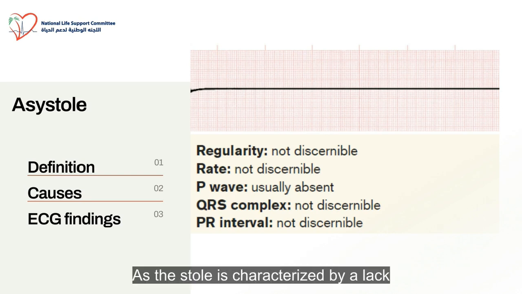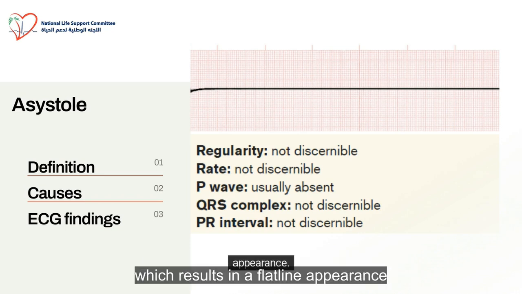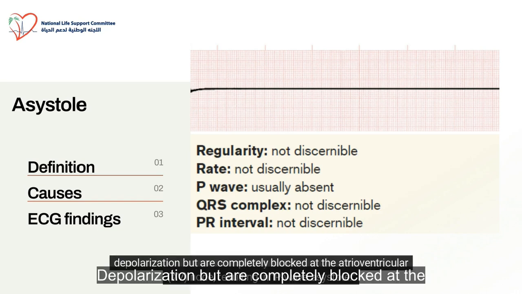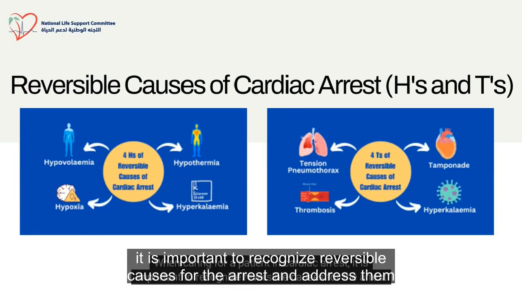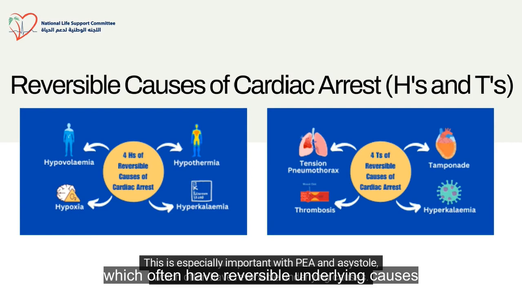ECG findings. Asystole is characterized by a lack of discernible electrical activity on ECG, which results in a flatline appearance. Very rarely, the sinoatrial SA node may generate impulses that cause atrial depolarization but are completely blocked at the atrioventricular AV node, resulting in P-wave asystole. When caring for a patient in cardiac arrest, it is important to recognize reversible causes for the arrest and address them. This is especially important with PEA and asystole, which often have reversible underlying causes.